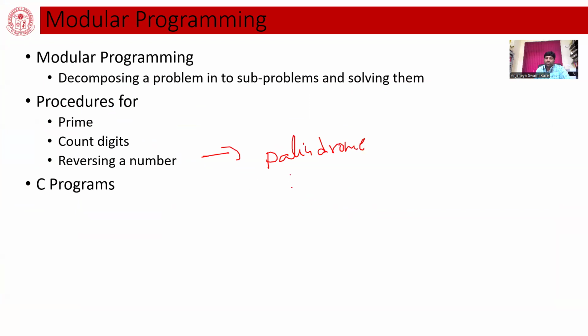Suppose 121 is a palindrome because the number and its reverse are the same. 123 is not a palindrome, because 123 reversed is 321, which is not equal to 123. So what we can do is read a number n, compute the reverse of the number using that function, and then check whether the reverse and the number are the same. If both are the same, then we say the number is a palindrome. Otherwise, it is not.